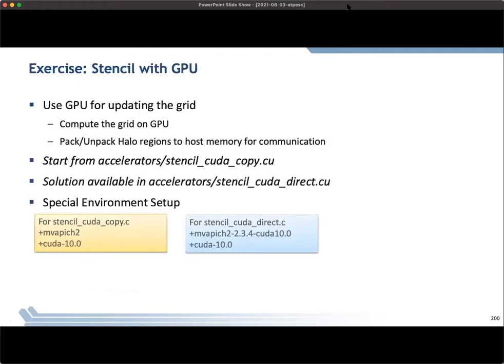So we have examples for the stencil code using GPU on Cooley. But in order to use that, you need to use the CUDA-aware MVAPICH on Cooley. So you need to load this module.